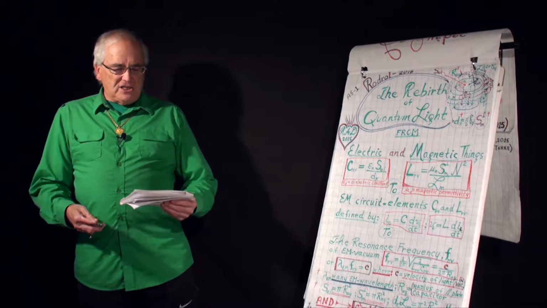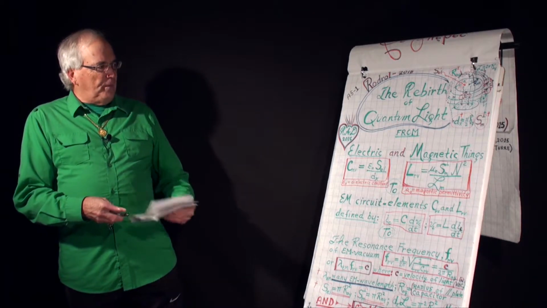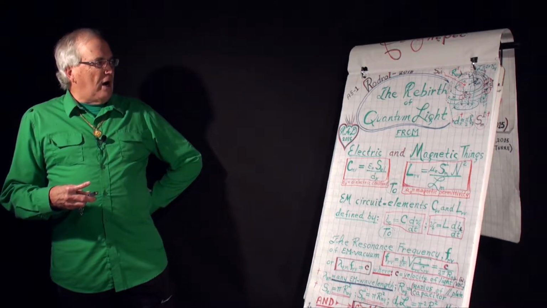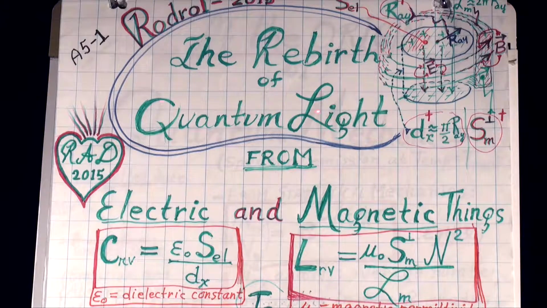Okay, so let us start the chart. We have a few pages to go through. Now the first one is what we call the rebirth of quantum light, with a very simple model that I ask you to visualize here.